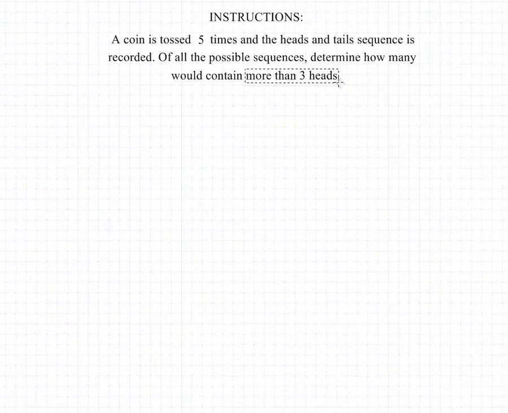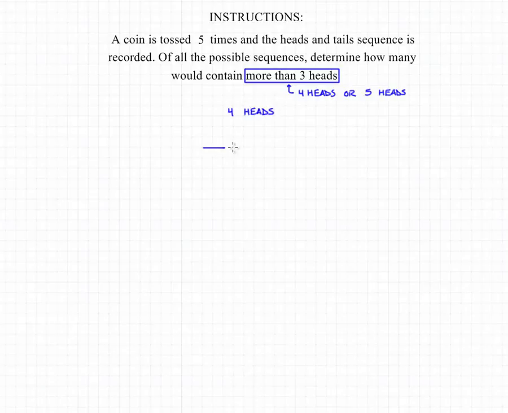In this question, we're tossing a coin 5 times and we're looking for the number of possible sequences that have more than 3 heads, which means either 4 heads or 5 heads. So we're going to solve each of these separately and then combine them to get our final answer.